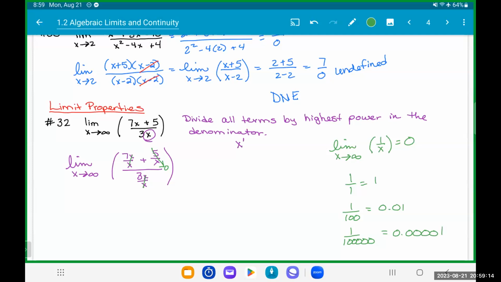Okay? So this tells me that I have the limit as x approaches infinity of 7 plus 5 over x, all over 3. And again, that goes to 0. So when I plug infinity in there, that gives me a value of 7 over 3. So the limit of this problem as x approaches infinity is 7 over 3. As x gets infinitely large, my y value is going to get much closer to 7 over 3.